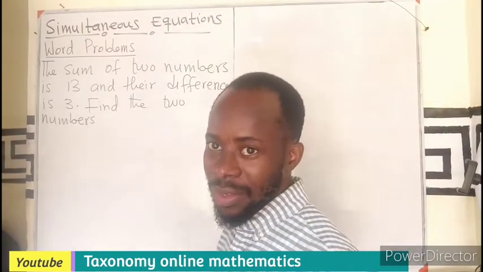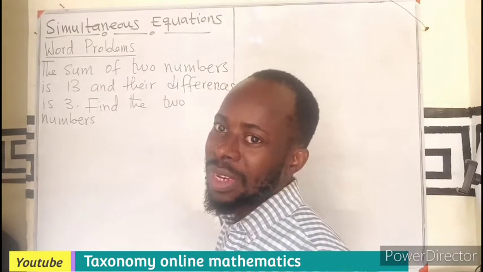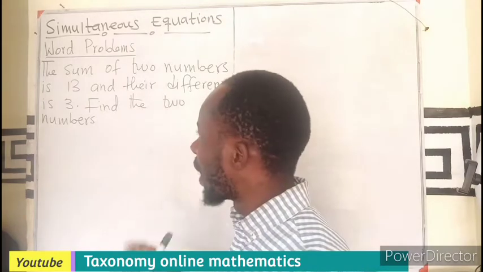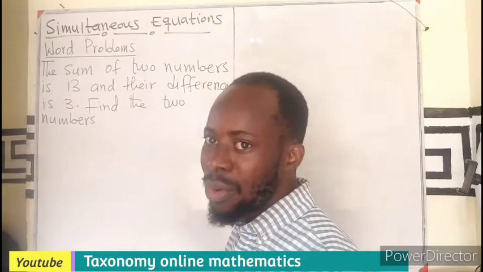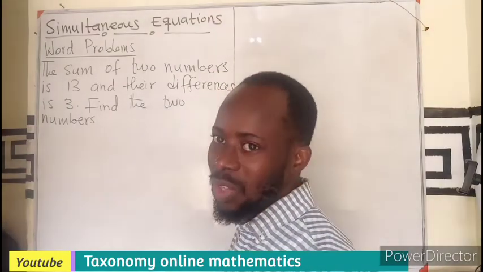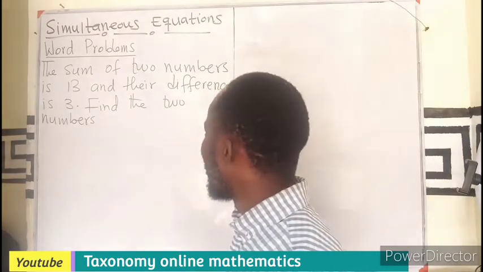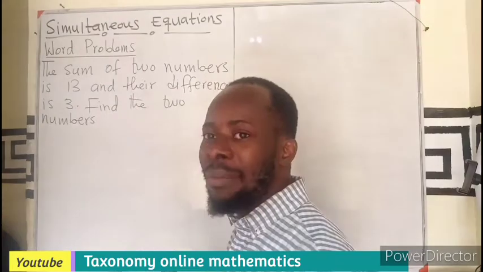In the previous episode, we dealt with the various methods of solving simultaneous equations. So at the final aspect of it, we want to start with a simple word problem. The sum of two numbers is given to us as 13 and their difference is 3. We are to find the two numbers.